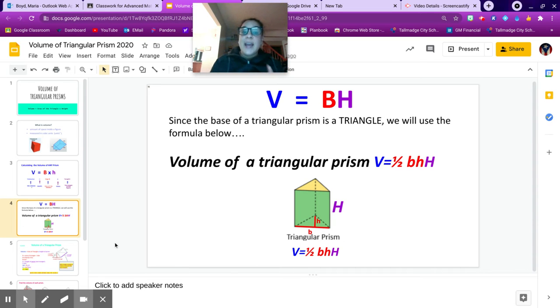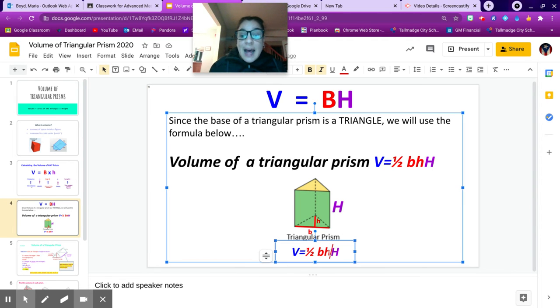So you need to be very, very careful today. The hardest part of this every year is that there are 2 different heights that we're going to be working with today. There is the height of the triangle and there is the height of the prism. Notice that in my formula, the little h is the height of the triangle. The big H is the height of the prism.